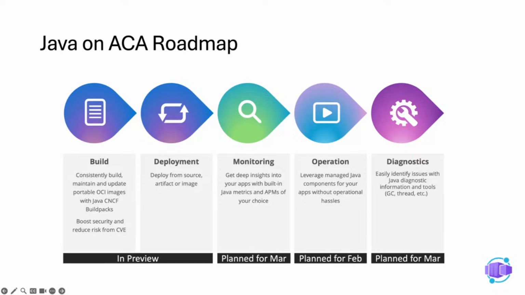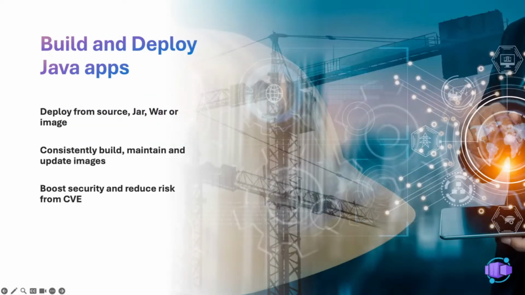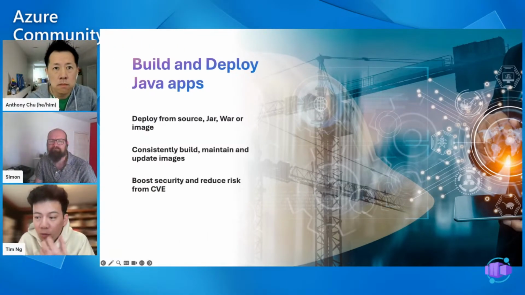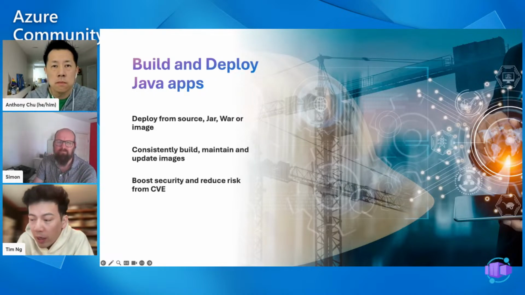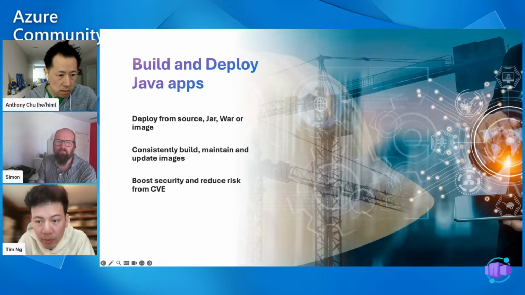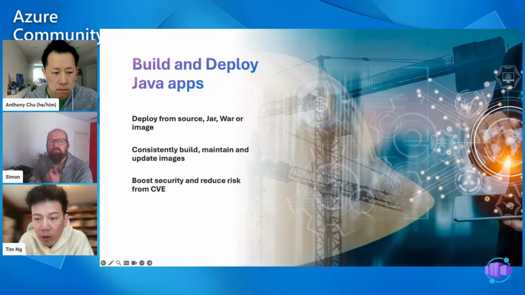So first, let's start with build and deploy. This is a starting point for everybody, whether you're building a new application or whether you have an existing application that you want to bring to ACA. By default, ACA supports deploying container images. And as I mentioned, we added the ability to specify a Java application, whether it's a GitHub repository or a local jar file, and the ACA build process will take care of building a container image for you.